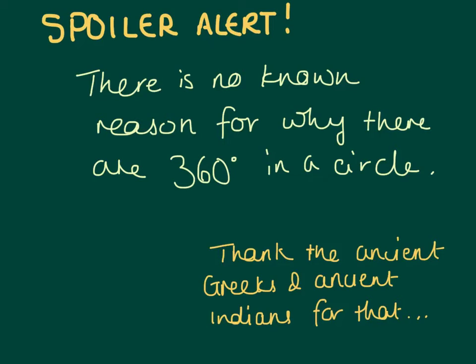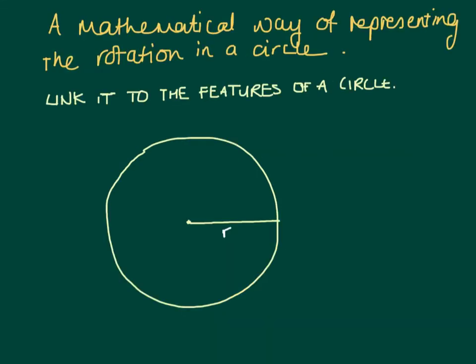Ancient Greeks liked it, or the ancient Romans, I can't remember which ones it was, liked it because it was roughly the days in the year, and for the ancient Indians, it was a religious number. But actually, there's no real reason for it. There's no mathematical understanding for it. So we need a mathematical way of representing the rotation in a circle. And most of mathematics links into other areas of it. So obviously we're talking about circles here, so why not link the rotation of a circle to other features of the circle? And that's precisely what we're going to do.